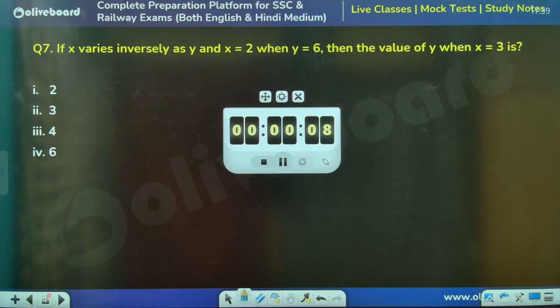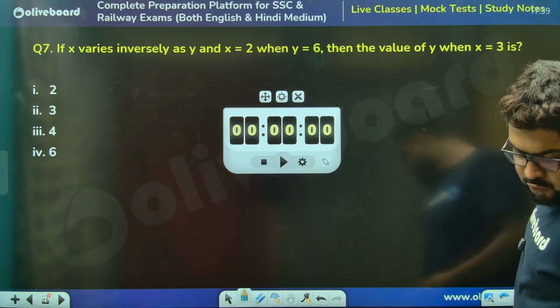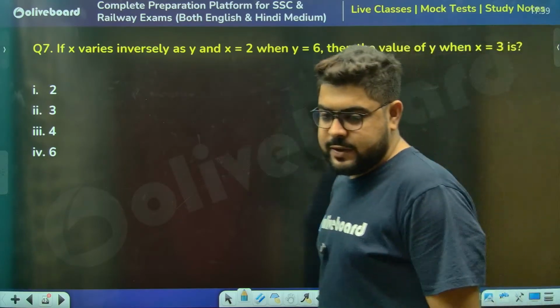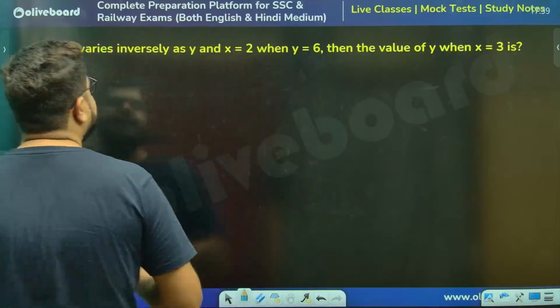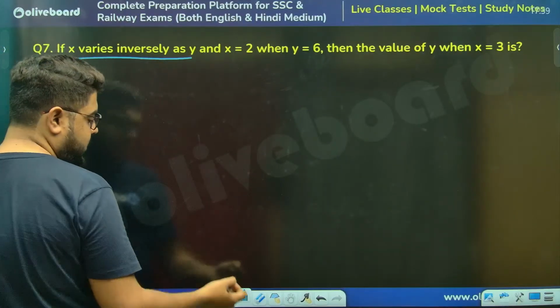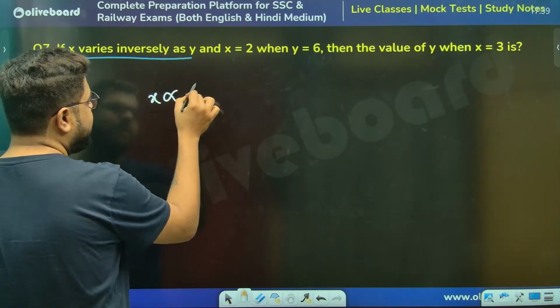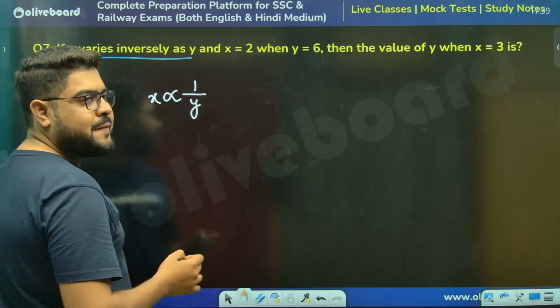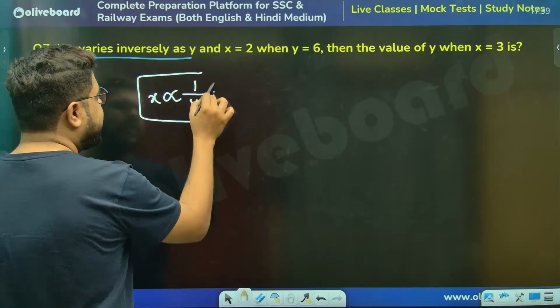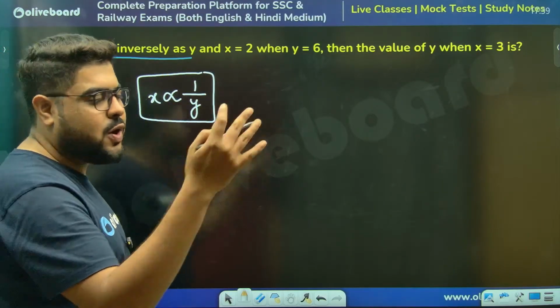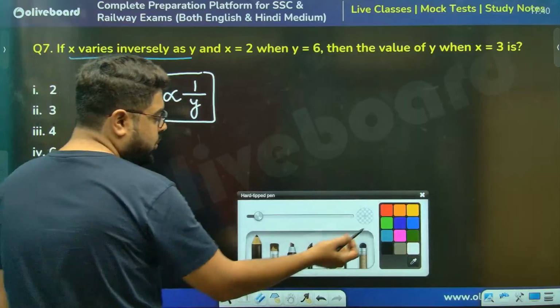Very simple question. Four. Acha, 4. Let's see. Sir, x varies inversely as y. What does it mean? It means x varies as 1 by y. Right, sir? Now, you can do it in two different ways: using k, not using k. I'll show you both.